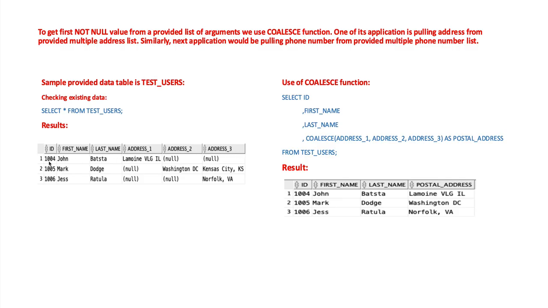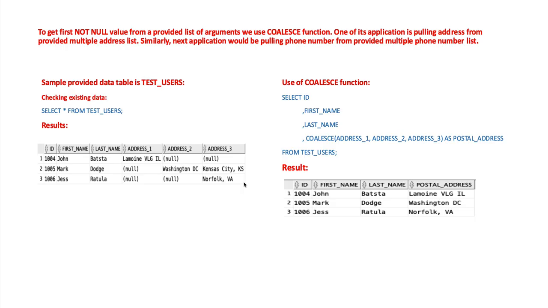For ID number 1004, it has address 1 Lemoyne Village, Illinois, address 2 null, address 3 null. For ID 1005, address 1 null, address 2 Washington, D.C., address 3 Kansas City, Kansas. Similarly, 1006, address 1 null, address 2 null, address 3 is Norfolk, Virginia.